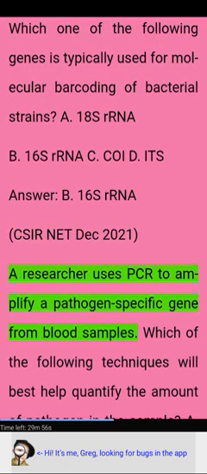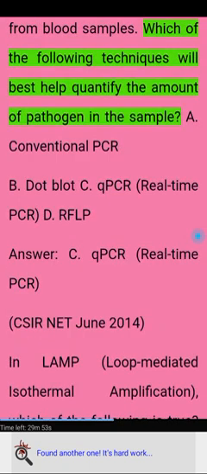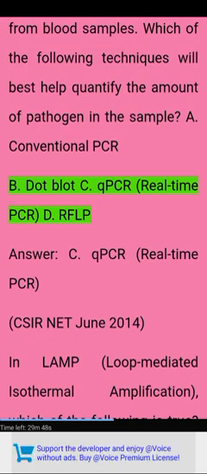CSIR NET December 2021. A researcher uses PCR to amplify a pathogen-specific gene from blood samples. Which of the following techniques will best help quantify the amount of pathogen in a sample? A. Conventional PCR. B. Blot. C. qPCR, real-time PCR. D. RFLP. Answer, C, qPCR, real-time PCR.